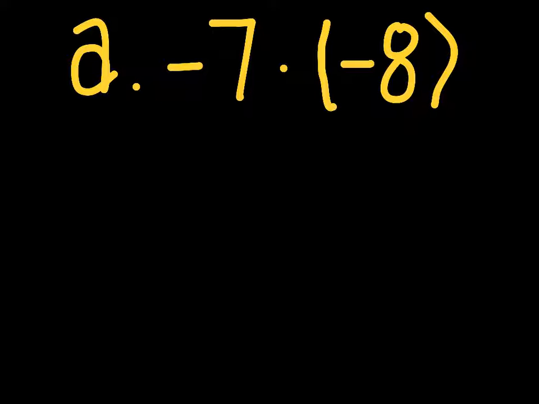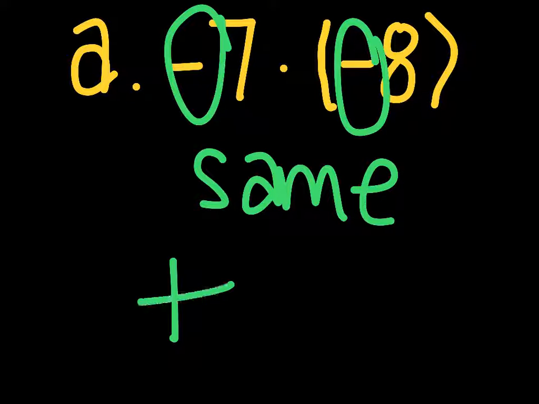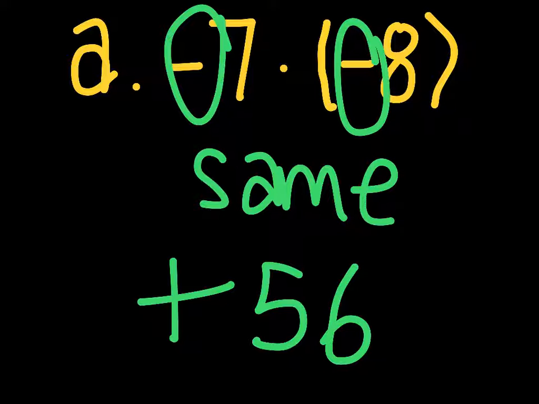Okay, so the first thing that we always want to look at is signs, okay? So, let's see. Do they have the same signs or different signs? That's right. They have the same signs, so we know the answer is going to be positive, okay? So, using your knowledge of multiplication tables, 8 times 7 is 56, so the answer is positive 56. Negative 7 times negative 8 is positive 56 because two negatives make a positive. Always remember that.